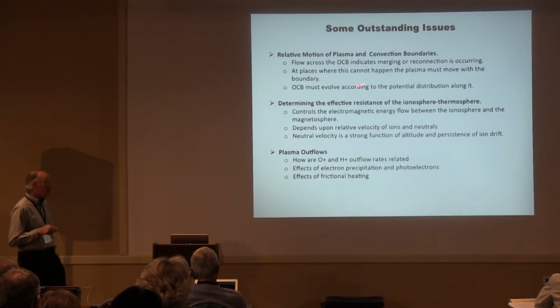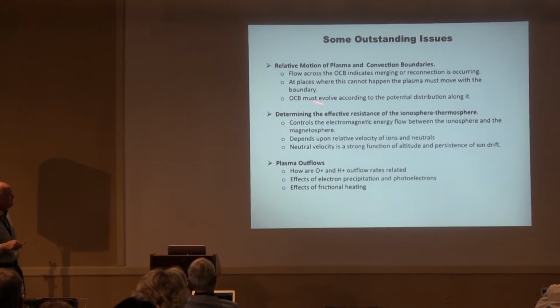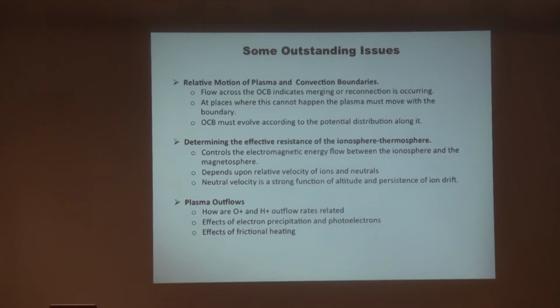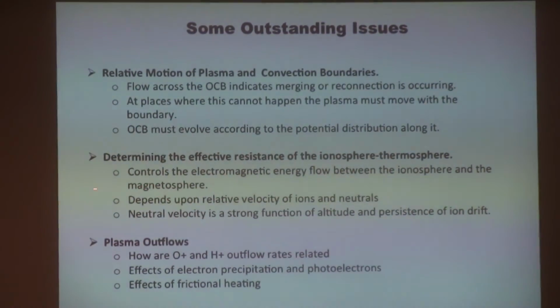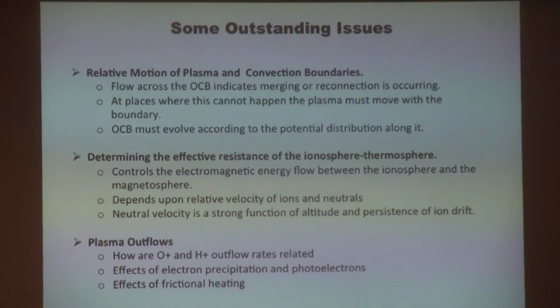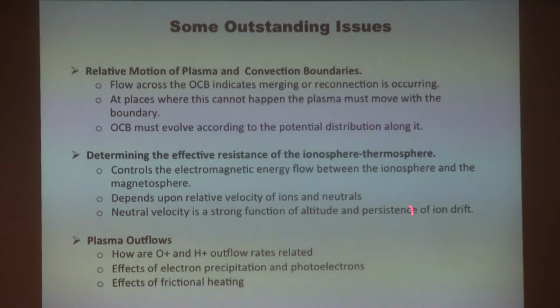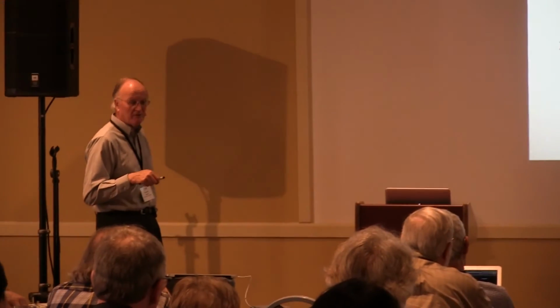Presently, that's not established, but we need to be working on a constellation or some multiple measuring strategy to see if we can measure the plasma velocity with respect to the boundaries. This relative motion of the ions and the neutrals that I just showed you is the determining factor in determining the effective resistance of the ionosphere to the thermosphere. And so understanding the altitude distribution of the relative ion-neutral velocities is essential for us to be able to determine the nature of the electromagnetic feedback between the ionosphere and the magnetosphere. And we haven't done that yet.